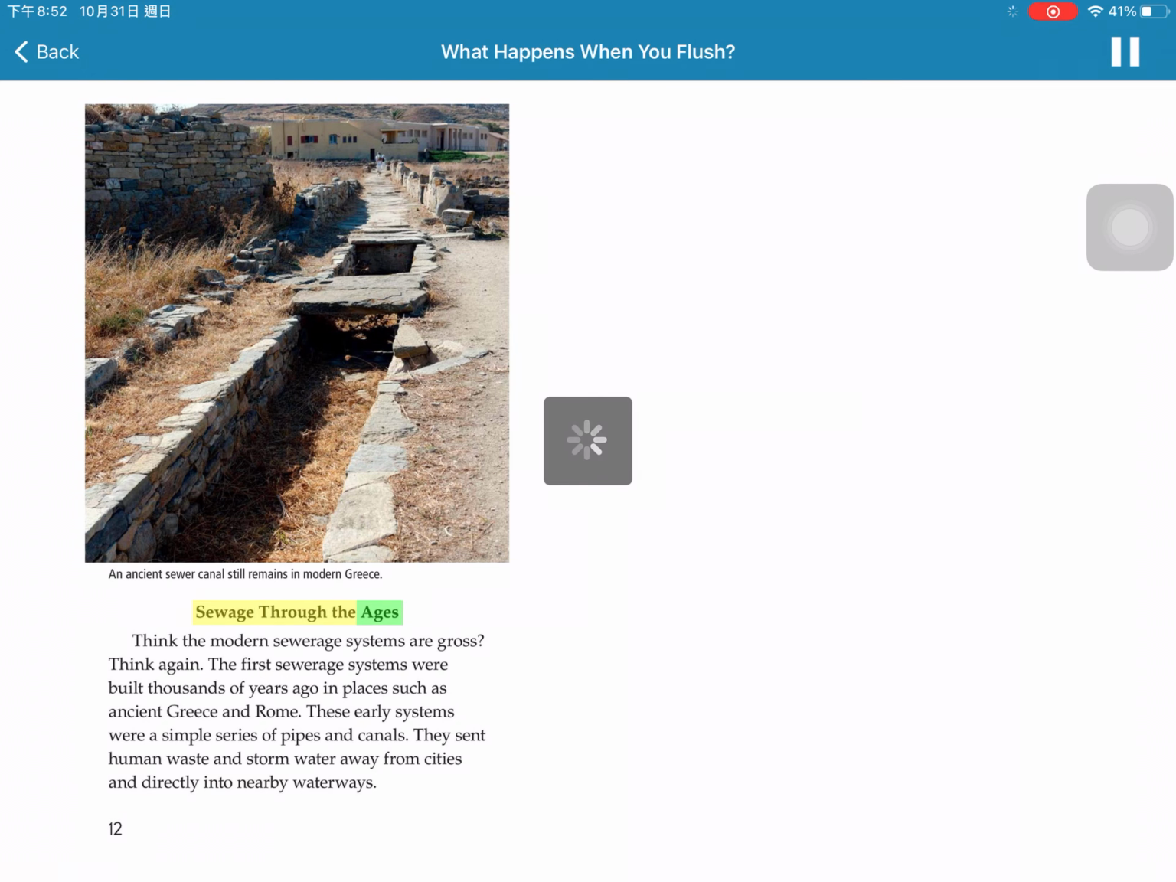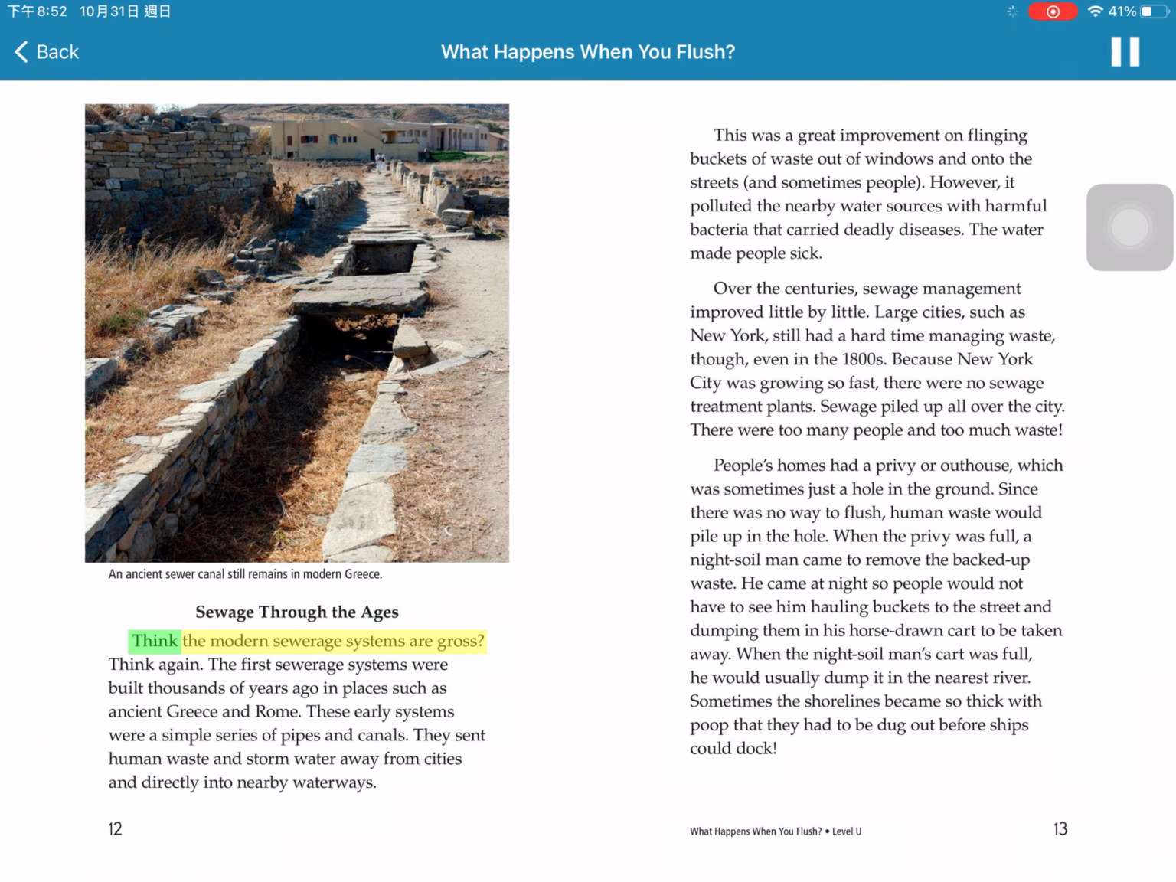Sewage through the ages. Think the modern sewerage systems are gross? Think again. The first sewerage systems were built thousands of years ago in places such as ancient Greece and Rome. These early systems were a simple series of pipes and canals. They sent human waste and stormwater away from cities and directly into nearby waterways.